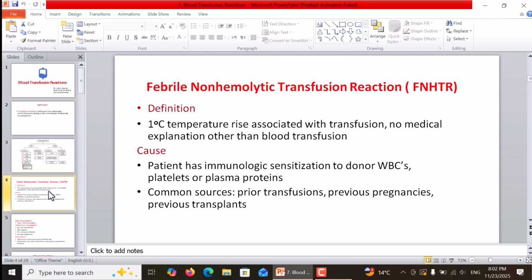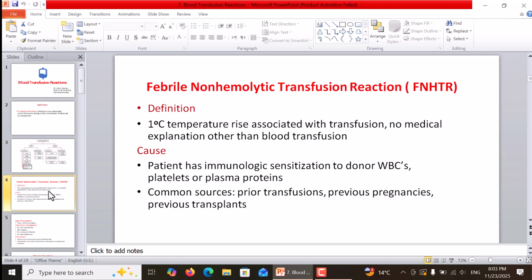We are going to talk about each transfusion reaction briefly and give you important points about it. First, we have a febrile non-hemolytic transfusion reaction. What is this reaction? It's defined as a 1 degree temperature rise associated with transfusion and no medical explanation other than blood transfusion. It means rising body temperature 1 degree above the pre-transfusion condition.